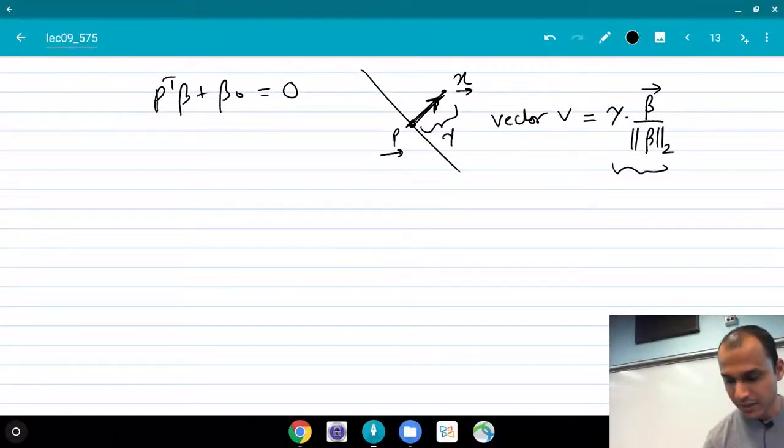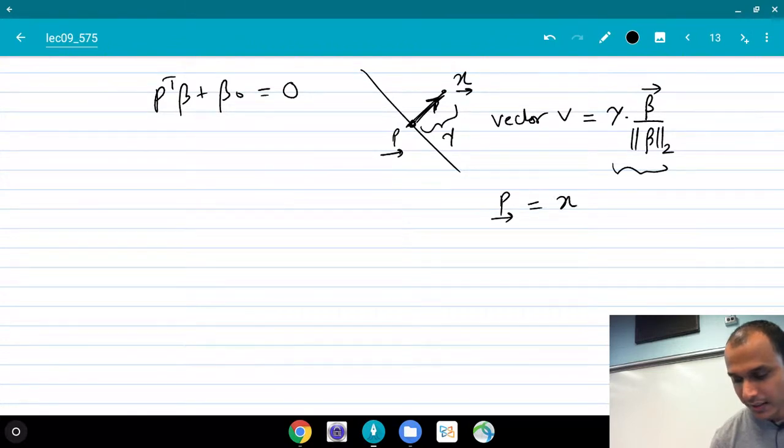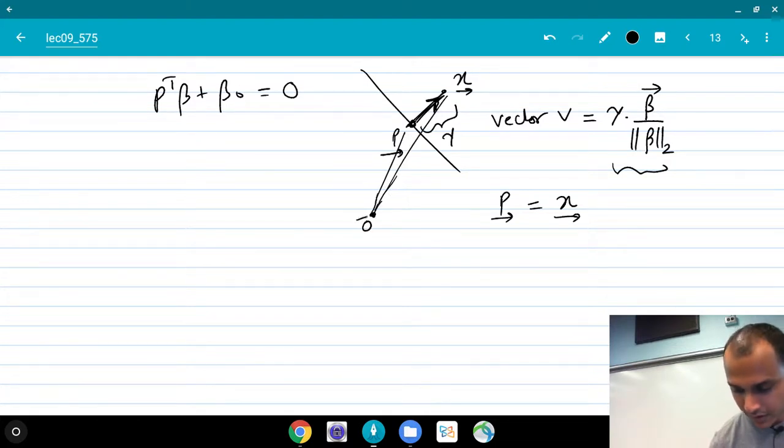In other words, I'm just saying that this p vector is just the x vector minus this. Vector v is perpendicular to your plane, right? So this is the origin. There's a p vector and there's an x vector. So I'm saying that p plus that thing is equal to x. So minus gamma times beta vector divided by its norm.